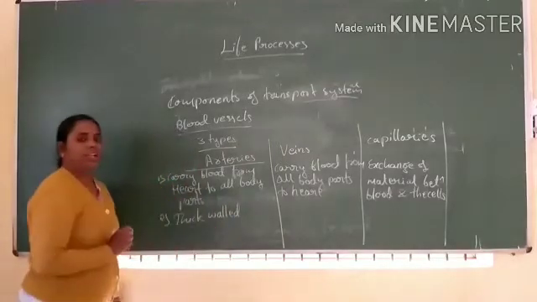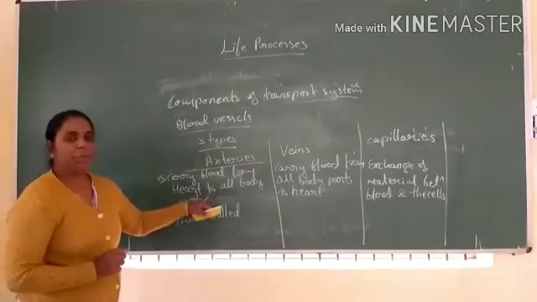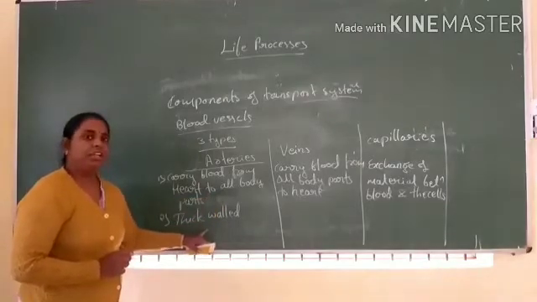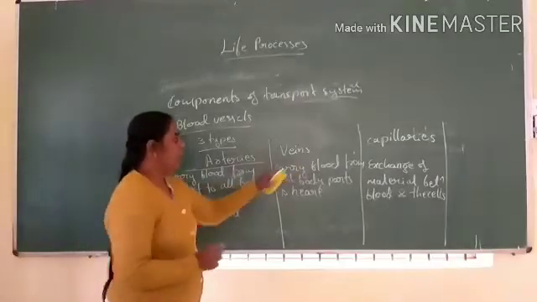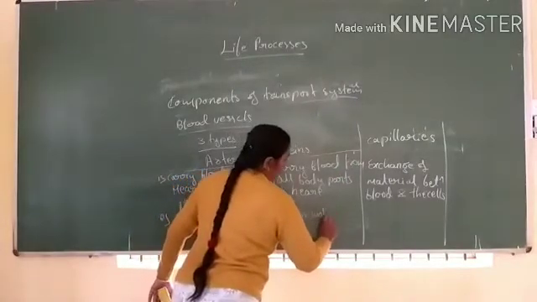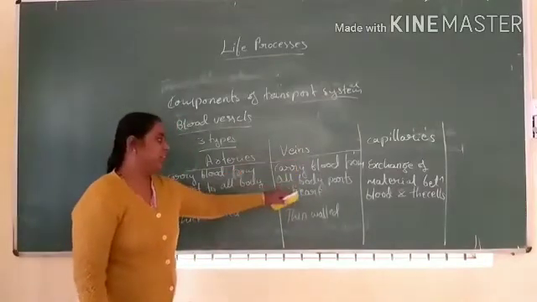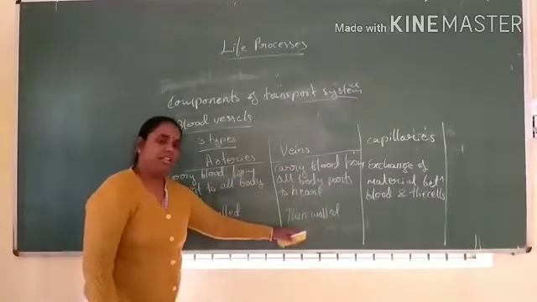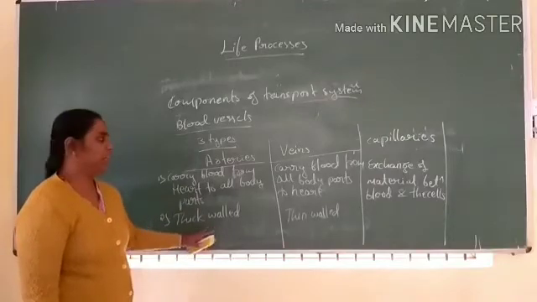Arteries are thick walled because the heart pumps blood with a high pressure. To tolerate that pressure, the arterial wall is very thick, as they carry blood away from the heart. Whereas the wall of the vein is thin. These are thin walled because no pressure is required for the veins, as they collect blood from body parts and dump into the heart. So the veins are thin walled and arteries are thick walled and highly muscular in nature.